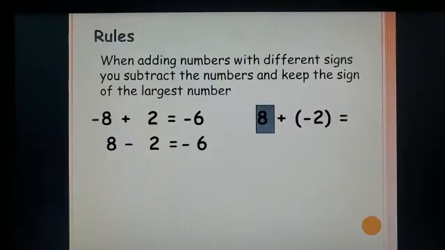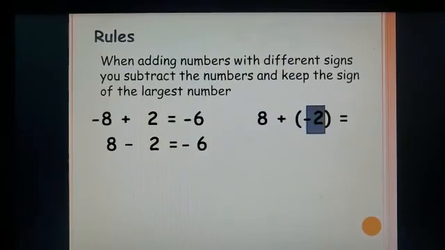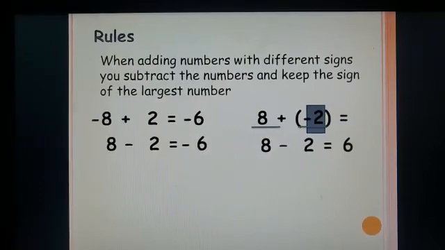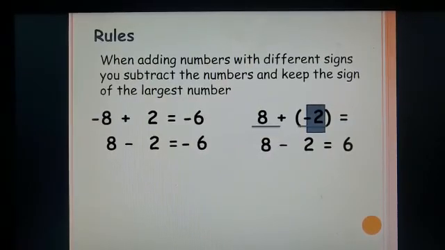Let's have a look at this one. We've got a positive 8 and a negative 2. Again, we have 2 different signs, so we change the calculation to a subtraction. 8 take away 2, and we know that's 6. Now, which number is the largest? 8 is the largest, and it's positive, so our number needs to be positive.